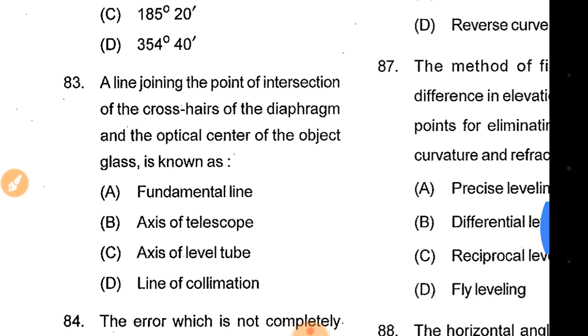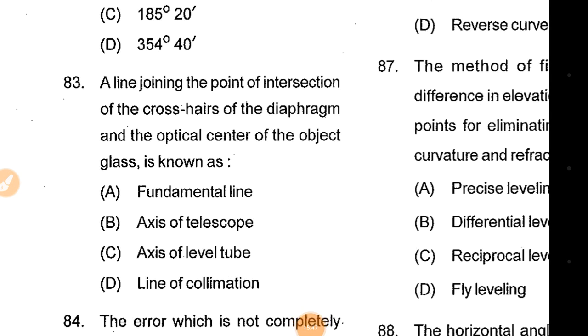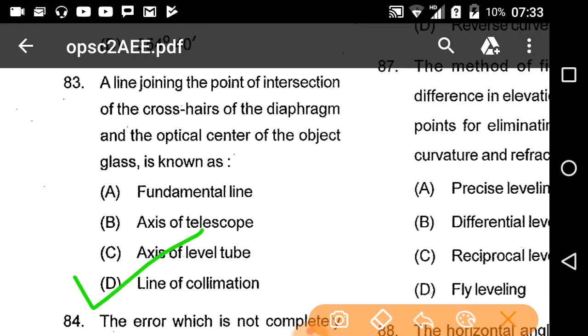83. A line joining the point of intersection of the crosshairs of the diaphragm and the optical center of the object glass is known as the fundamental line, axis of a telescope, axis of a level tube, line of collimation. So it is known as the line of collimation, that is option D will be the correct answer.